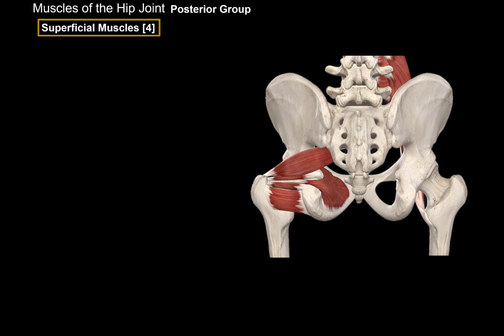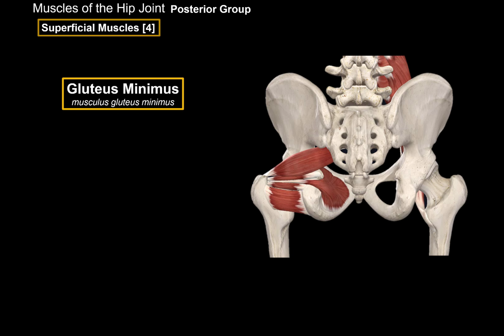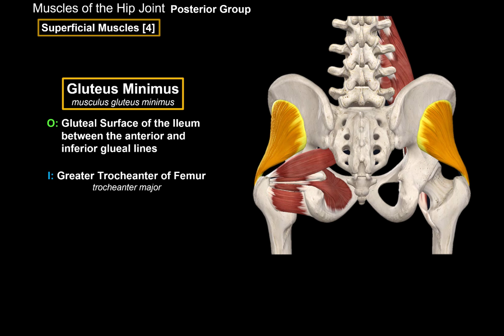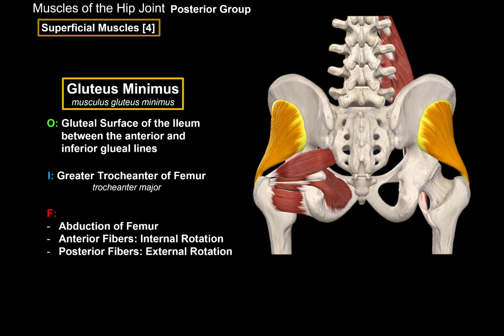Alright, so first we have the Gluteus Minimus, which is this one. It originates from the gluteal surface of the ilium between the anterior and the inferior gluteal lines, and then it inserts at the greater trochanter of the femur. The main function of this muscle is abduction of the femur. However, anterior fibers can internally rotate the thigh, and the posterior fibers can externally rotate the thigh.